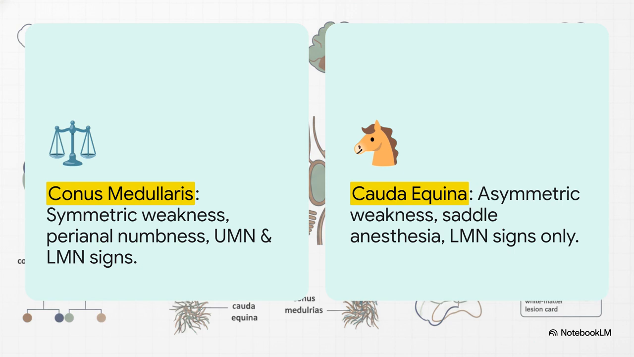Conus medullaris affects the distal cord. It causes severe low back pain, but the radicular pain is mild or not even there. The deficits are symmetric weakness, symmetric perianal numbness, and it features both upper and lower motor neuron signs.